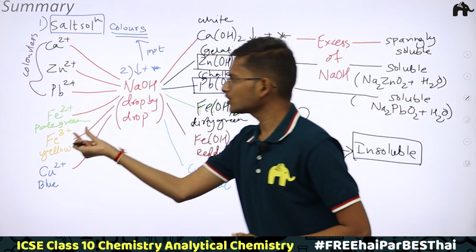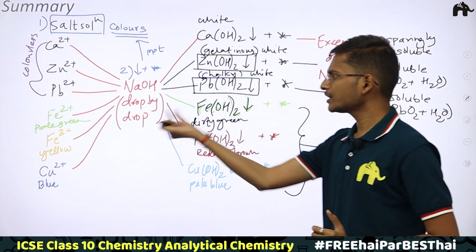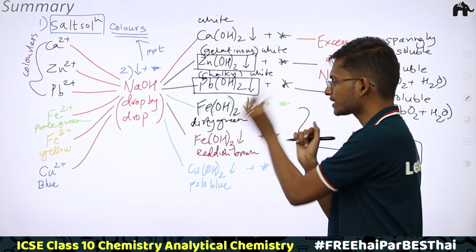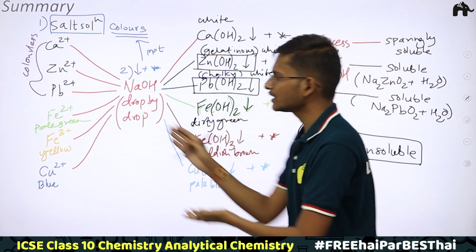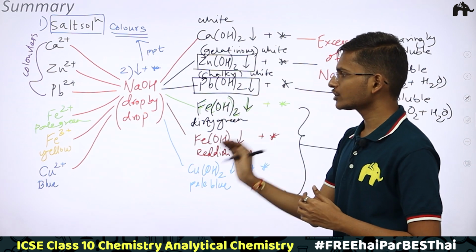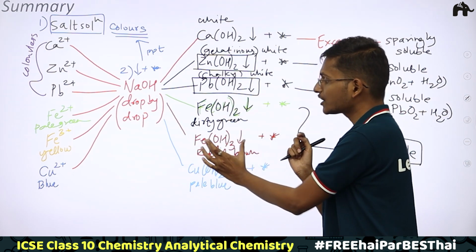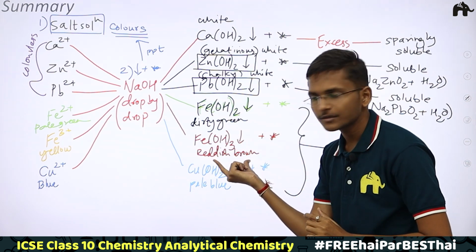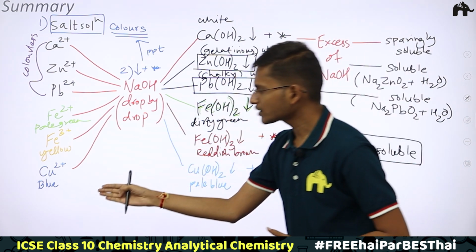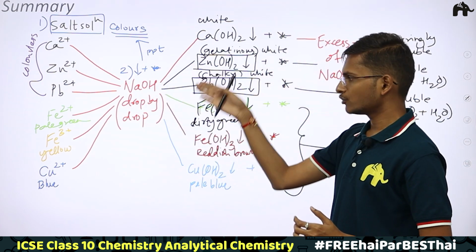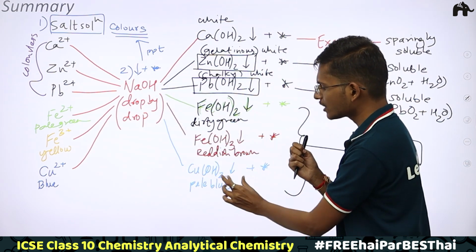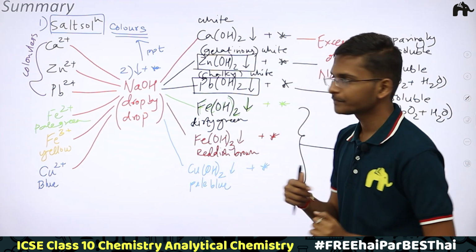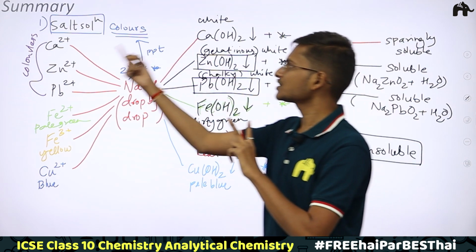Moving to next, ferrous salt solution, when we are treating it with NaOH drop by drop, they give us ferrous hydroxide having dirty green color. This is the precipitate and the soluble salt. Same way, ferric salt solutions, when we are treating it with NaOH drop by drop, they are giving us ferric hydroxide precipitate, which is reddish brown in color, and a soluble salt. And the copper salt solution, when we are treating it with NaOH drop by drop, they are giving us copper hydroxide precipitate along with a soluble salt, and the color of this copper hydroxide precipitate is pale blue. So see, two things we have remembered very clearly.